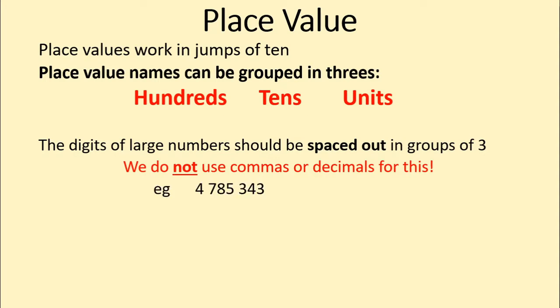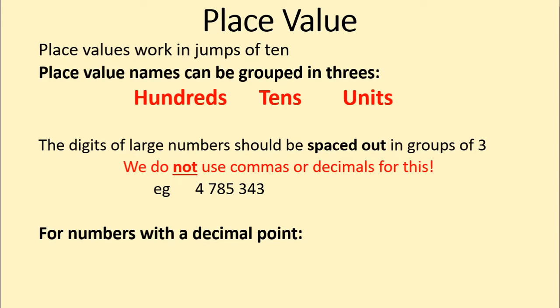So here's an example. There are no commas or decimals in this number, so this is a whole number. And as you can see by my spacing, this is 4,785,343.